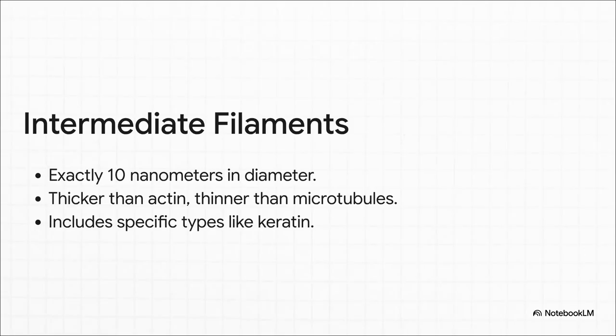Let's briefly highlight the middle child of this scaffolding system, the intermediate filaments. They sit right at 10 nanometers in diameter. So exactly as the name suggests, they're thicker than the delicate actin threads, but thinner than those massive microtubules. There are a few types of these, 6 actually, like keratin, which you definitely recognize from your hair and nails, and neurofilaments found in your brain. They act a lot like internal steel cables, providing absolutely vital tensile strength across a bunch of different cell types.